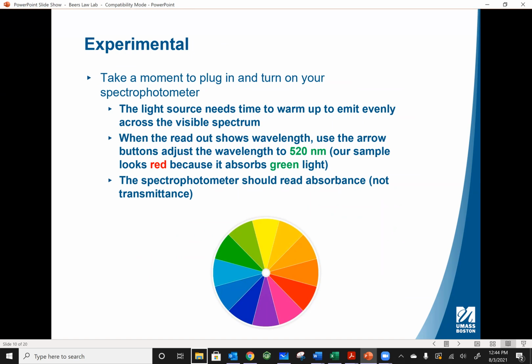And the first thing we want to do is make sure that the spectrophotometer has time to warm up its little light bulb so that we can get some accurate readings.